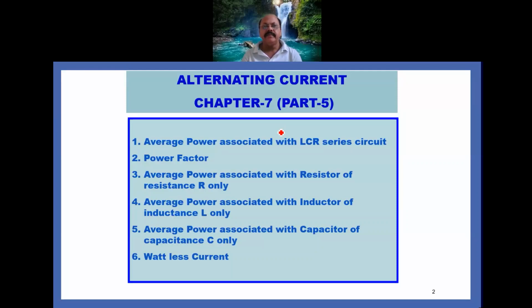After that, power factor, then average power associated with resistor of resistance R only, then average power associated with inductor of inductance L only. After that, average power associated with capacitor of capacitance C only. And at last, we discuss wattless current. So one by one, you can see here.